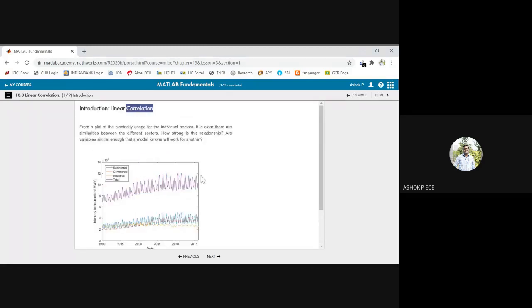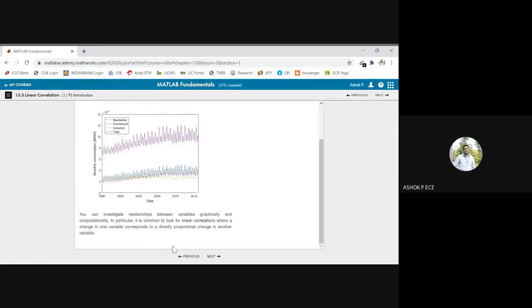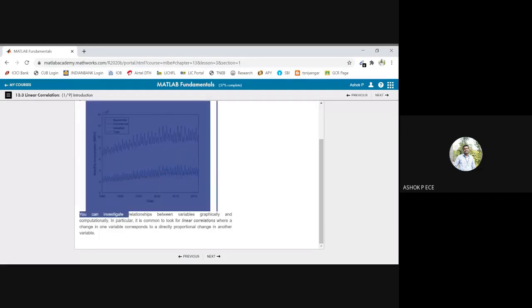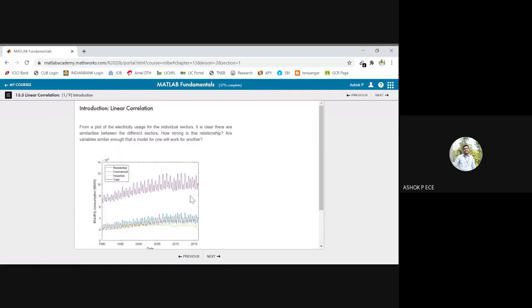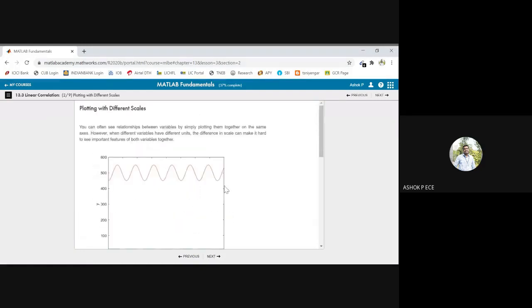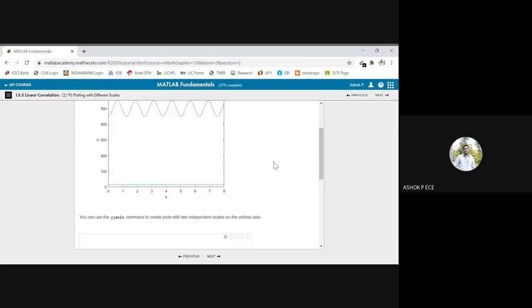Correlation is correlating two variables. So you have to investigate the relationship between the variables graphically and computationally. Graphically, by observing the values, you can see whether the two variables are the same, and mathematically also, in statistics, you have a lot of tools to check the correlation between two variables, whether it is directly proportional or inversely proportional or non-linear or not at all related. So you can find different levels of correlation using the tools available in MATLAB.